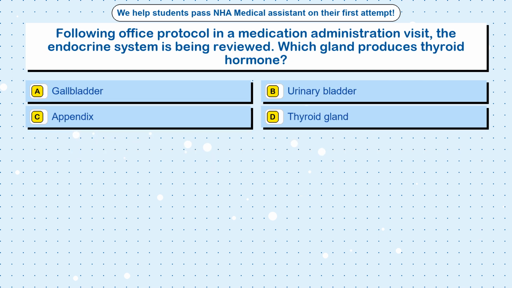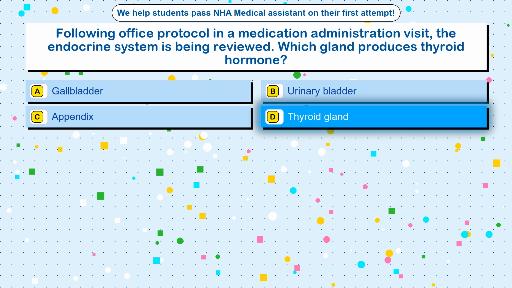Question 27. Following office protocol in a medication administration visit, the endocrine system is being reviewed. Which gland produces thyroid hormone? Option A. Gallbladder. Option B. Urinary bladder. Option C. Appendix. Option D. Thyroid gland. The correct answer is option D.